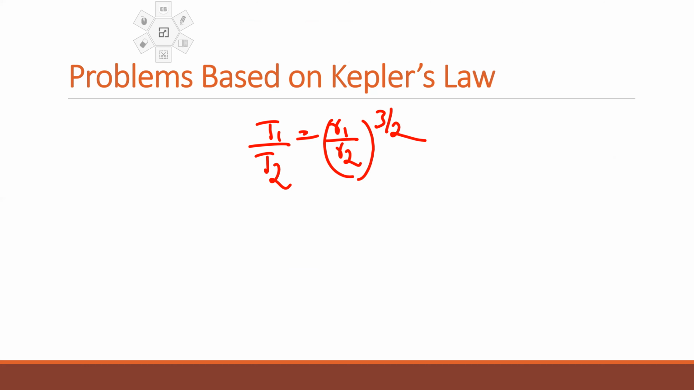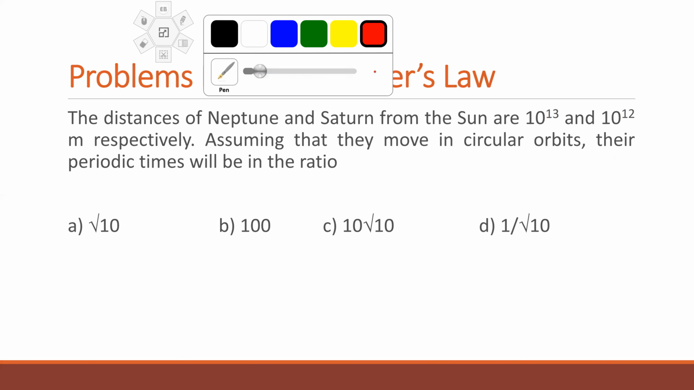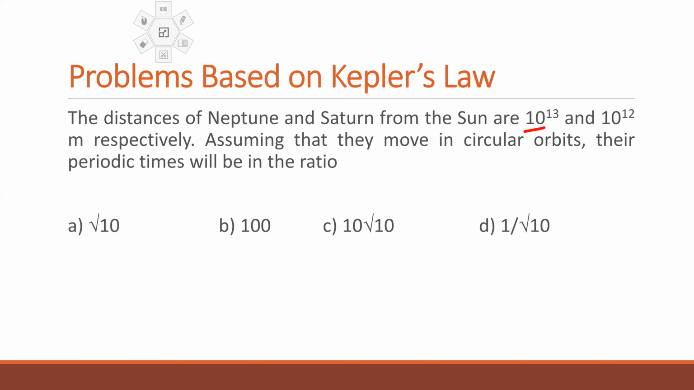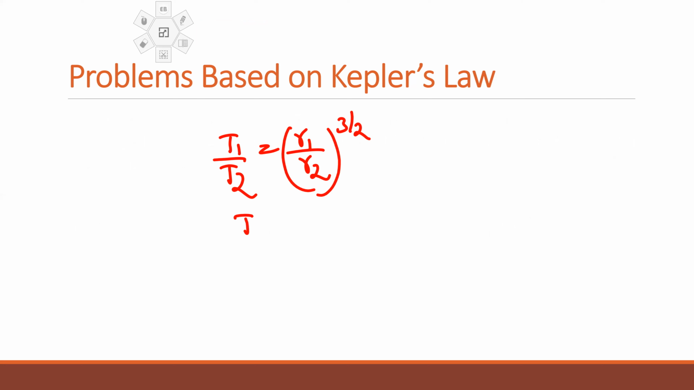Yes. T1 stands for Neptune, which is 10 to the power of 13, and for the other one it is 10 to the power of 12. So T1 divided by T2 equals R1 divided by R2 raised to 3/2. Now T1 divided by T2 equals 10 to the power of 13 divided by 10 to the power of 12, raised to 3/2.